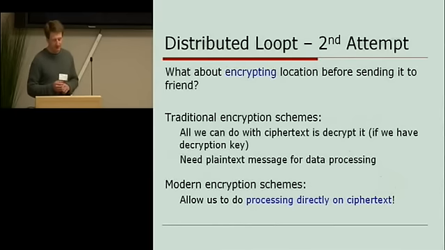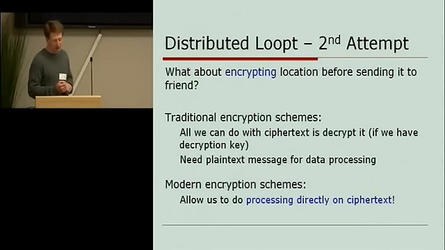So let's try again. What Alice could do is encrypt her location before sending it to Bob. Obviously, for this to be useful, Bob should not be in possession of the decryption key, because otherwise he can still learn the location, right? Now, the problem is that in a traditional encryption scheme, this doesn't really help us much, because there's not much you can do with a ciphertext. All you can do is decrypt it, but Bob doesn't have the decryption key, so Bob gets a ciphertext, but there's nothing he can do with it.